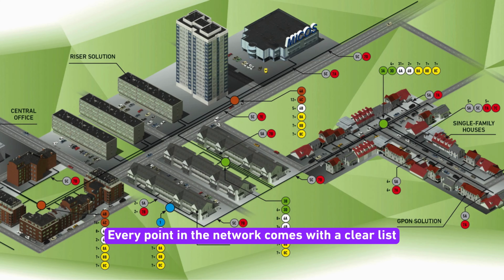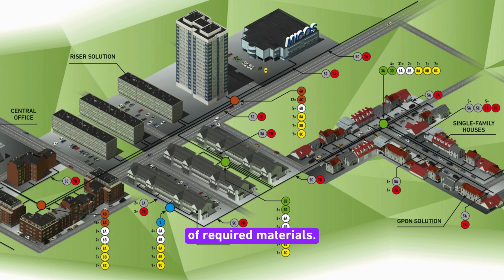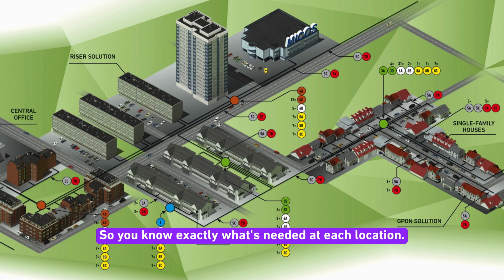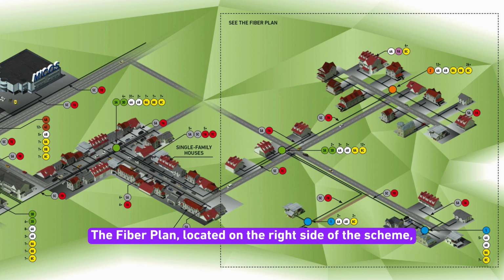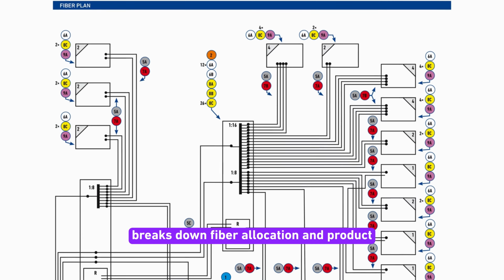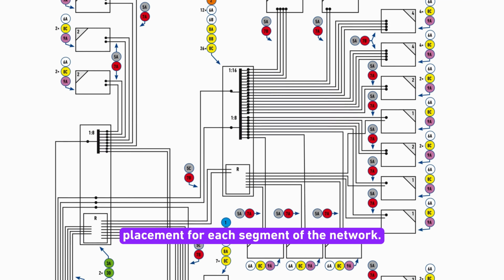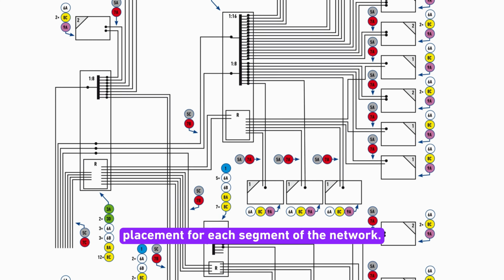Every point in the network comes with a clear list of required materials, so you know exactly what's needed at each location. The fiber plan, located on the right side of the scheme, breaks down fiber allocation and product placement for each segment of the network.